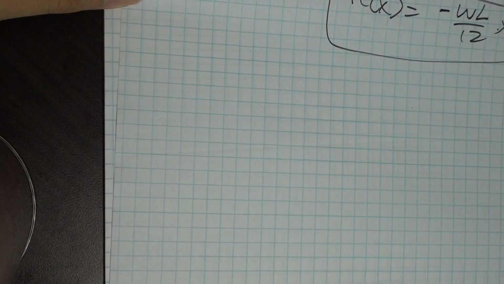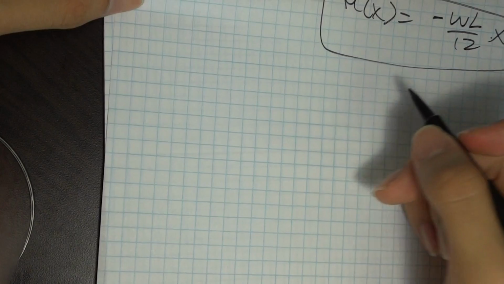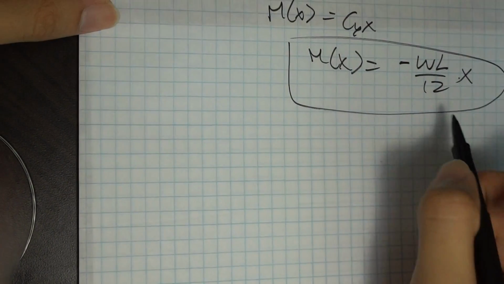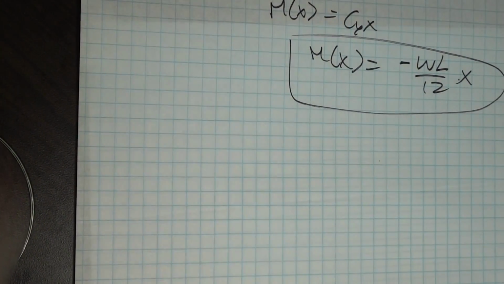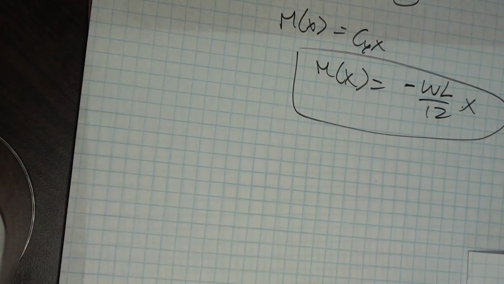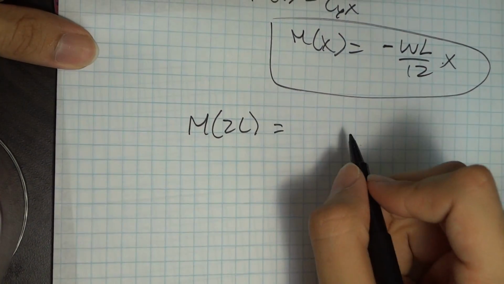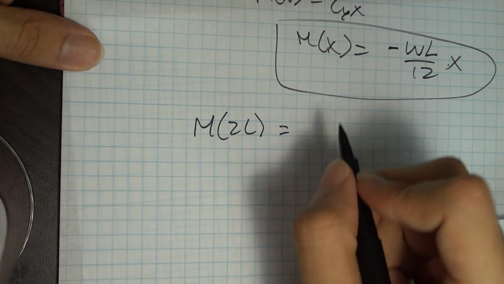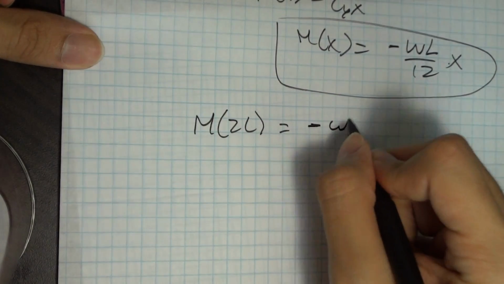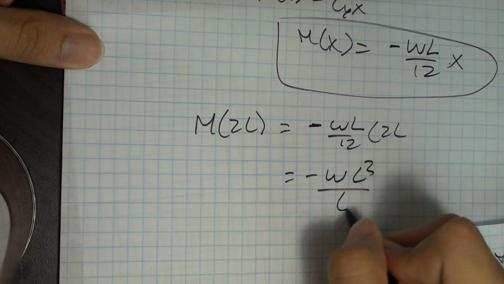Now we need to check something here. We should get something interesting. This is the moment equation along the top. The distance between C and B is 2L. When I plug in M of 2L here, I get negative WL on 12 times 2L equals negative WL squared on 6.